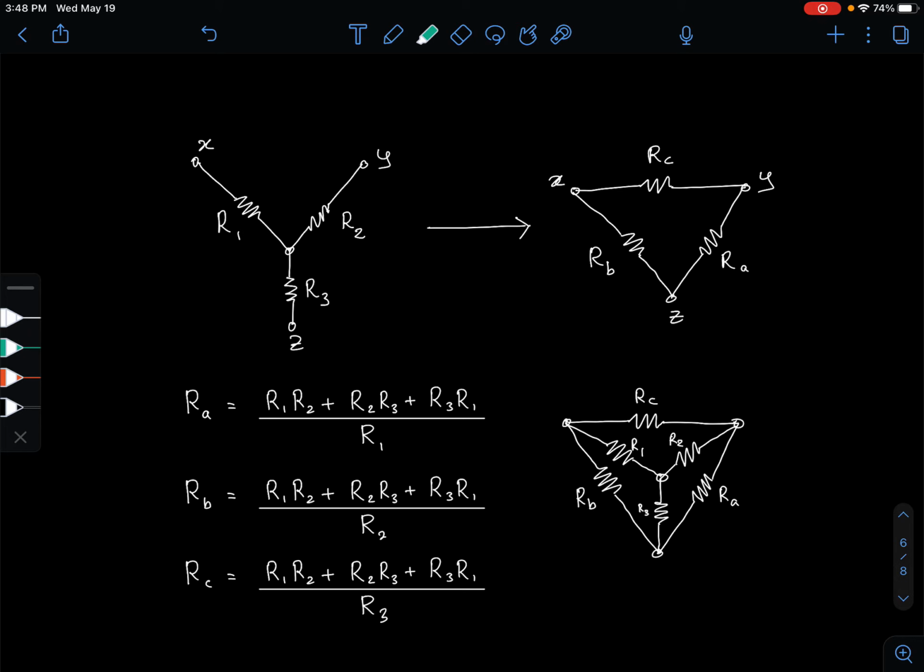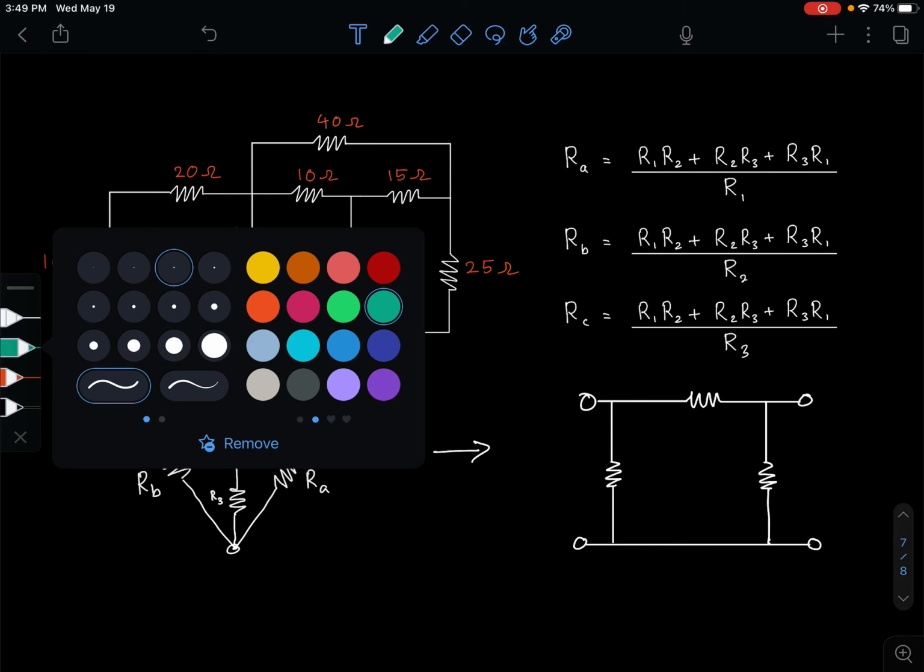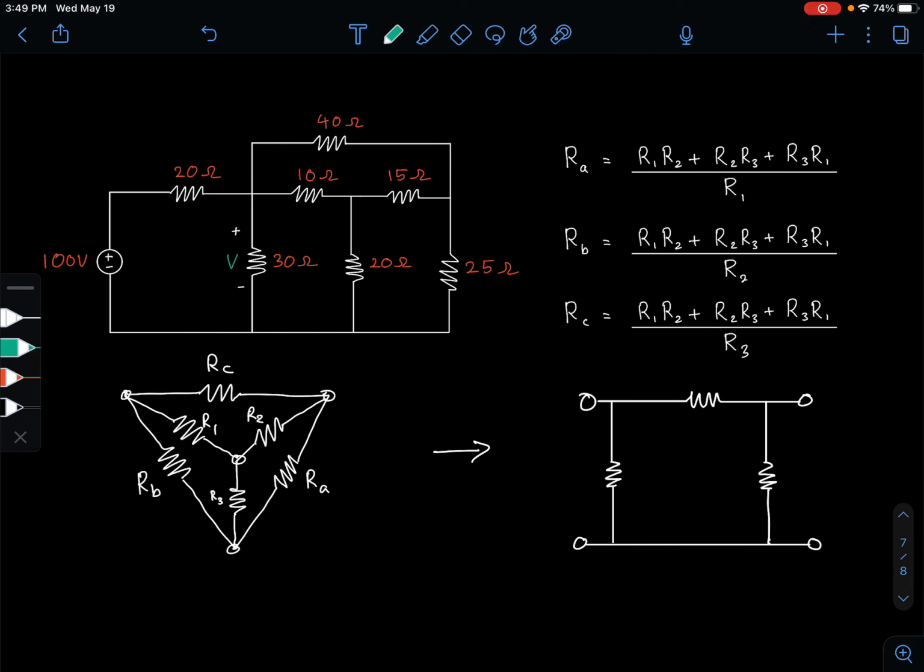From Y to delta, we use these three equations. So let's plug in the values after appropriately labeling the T subcircuit over here. The first thing you have to identify is the labels of these resistor values. Over here, we're going to convert from T to pi, and we have to label it accordingly. Notice that this is R1, this is R2, which is 15 ohms, and R3 is 20 ohms.